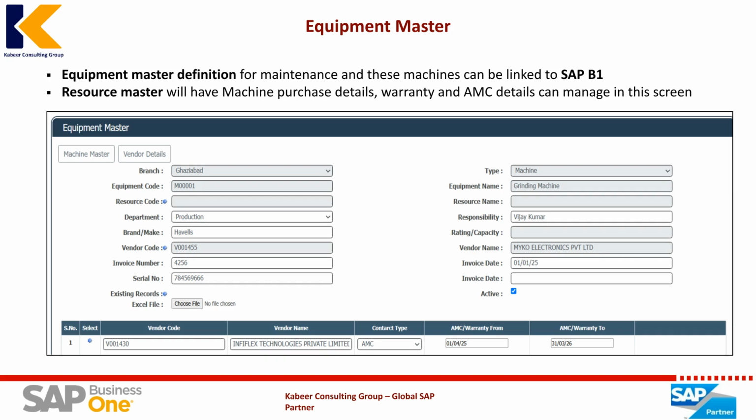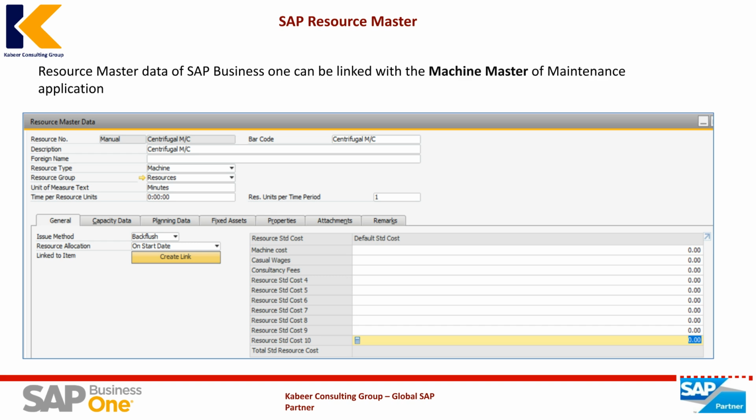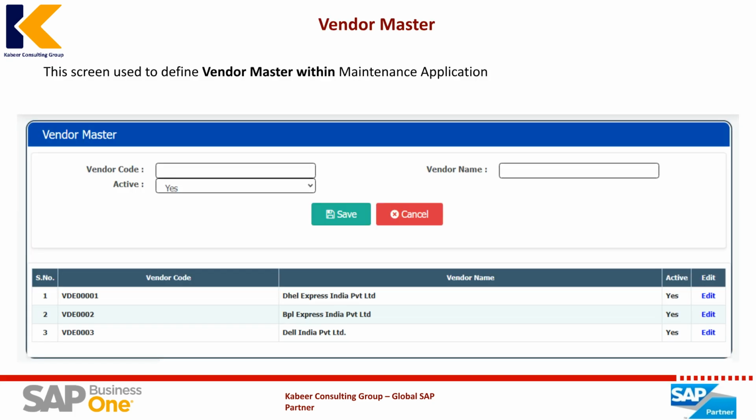Machine purchase, warranty, and AMC details are managed here. SAP Business One Resource Master data can be linked with the Machine Master of the maintenance application. This screen allows you to define the Vendor Master within the maintenance application.